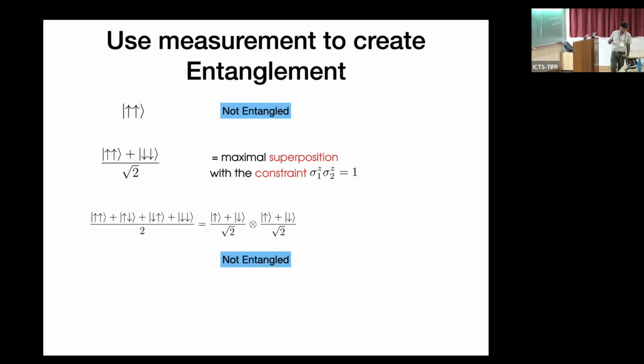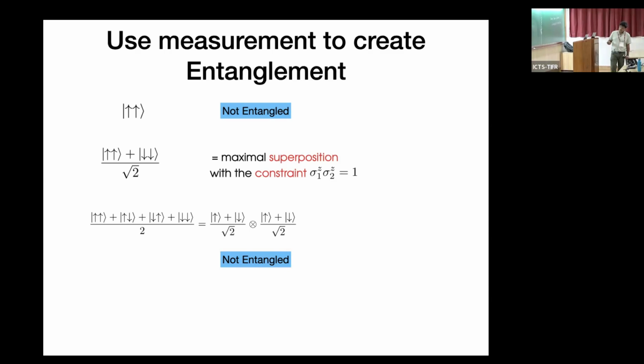One way to think about the state is that I want to satisfy the constraint that the product of sigma z is 1, and I want the maximal superposition consistent with that product being 1. That's this Bell state. Now, here's another example of a state where, although it has many terms, it's actually unentangled. It's really a product state with both of the spins being in the x direction.